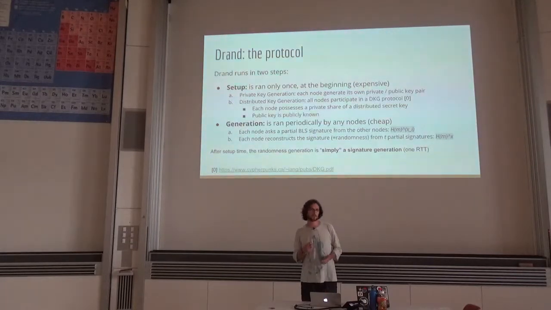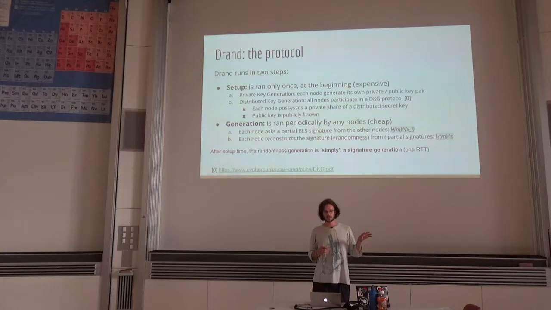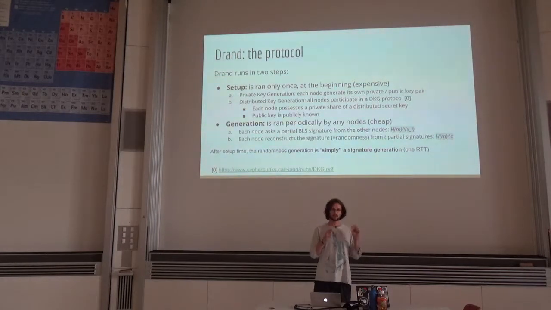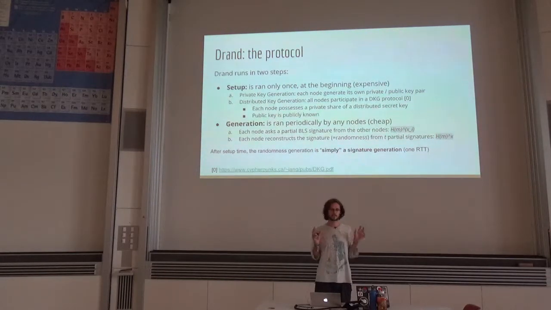So how does DRN actually work? It works in two phases. The first phase is a setup phase, where all the nodes running DRN have to run the distributed key generation protocol. So they all collectively talk to each other, and at the end, they each have a share of a private key. But the private key, nobody has it. It's only shared by all the nodes.